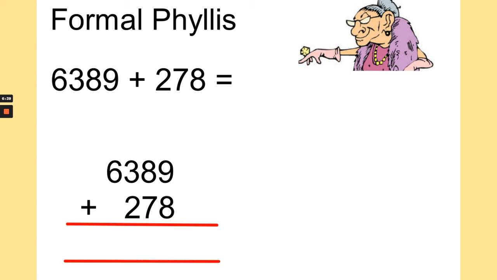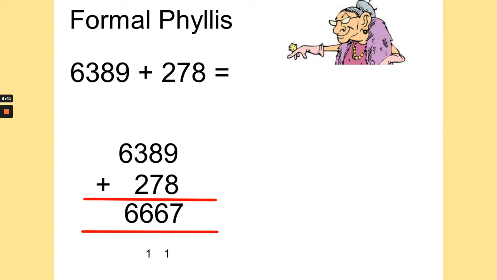Okay, let's see what we got. So 9 add 8 is 17. So make sure you put the 1 under the next column. So we carry the 1. 8 add 7 is 15. Add the 1 is 16. We need to carry the 1 again. 3 add 2 is 5. Add the 1 is 6. And 6 add 0 is 6. The answer you should have got was 6,667. Make sure you're carrying your 1.